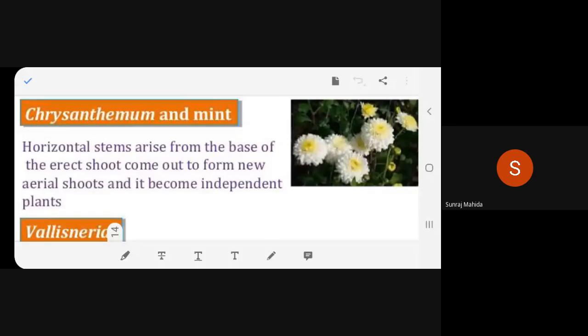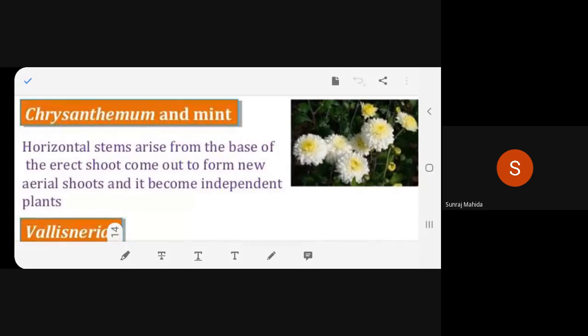Okay, ma'am. Ma'am, what is this? Chrysanthemum and mint. Horizontal stems arise from the base of the erect shoot and come out to form new aerial shoots, and they become independent plants.